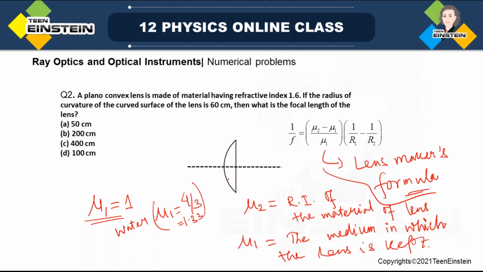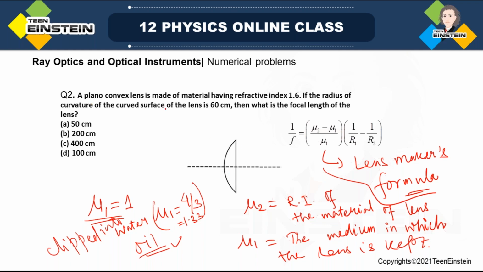Sometimes it will be mentioned that a plano-convex lens, or a convex lens, is dipped into water or oil. So in that case, the refractive index of the oil will be mu1, not mu2. Mu2 is the refractive index of the material of the lens, the material of which this lens is made. Okay, you have to remember this. You should not forget and should not make the mistake.